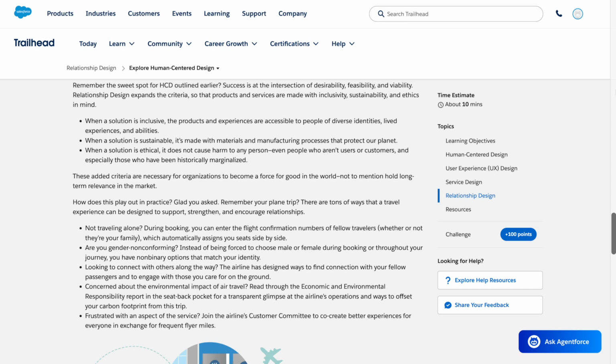When a solution is inclusive, the products and experiences are accessible to people of diverse identities, lived experiences, and abilities. When a solution is sustainable, it's made with materials and manufacturing processes that protect our planet. When a solution is ethical, it does not cause harm to any person, even people who aren't users or customers, and especially those who have been historically marginalized. These added criteria are necessary for organizations to become a force for good in the world, not to mention hold long-term relevance in the market.